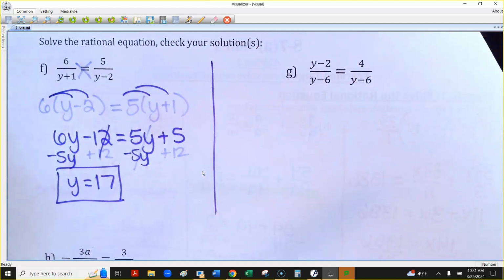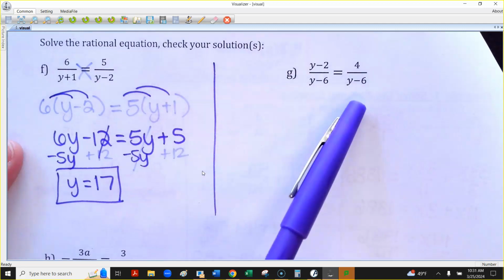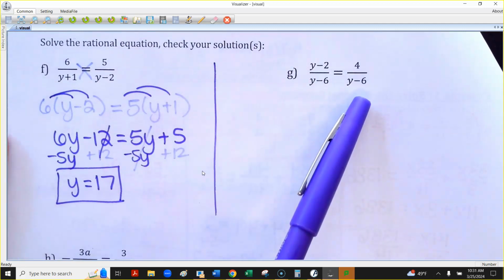Okay, now on this one, would you cross multiply? What would you do?